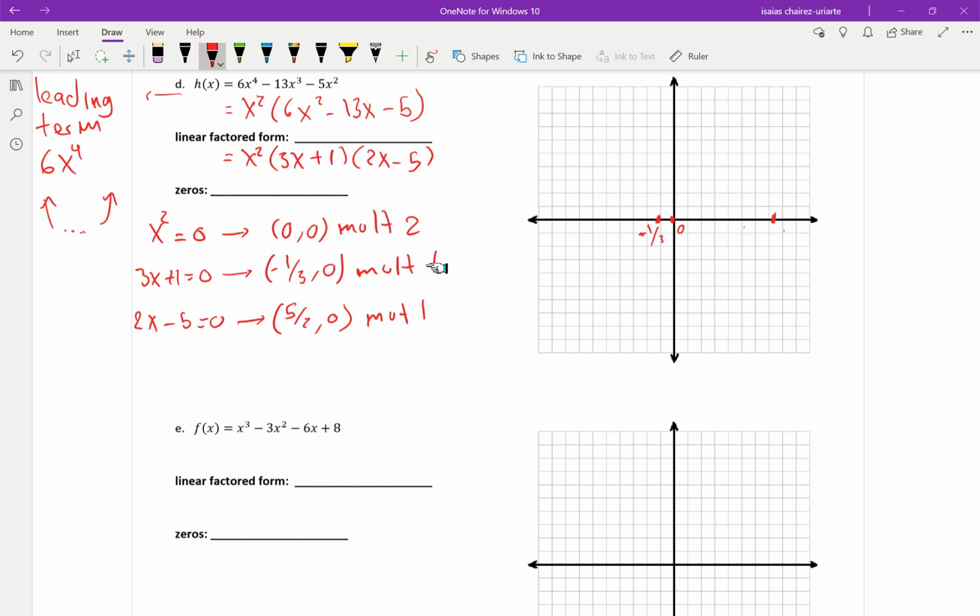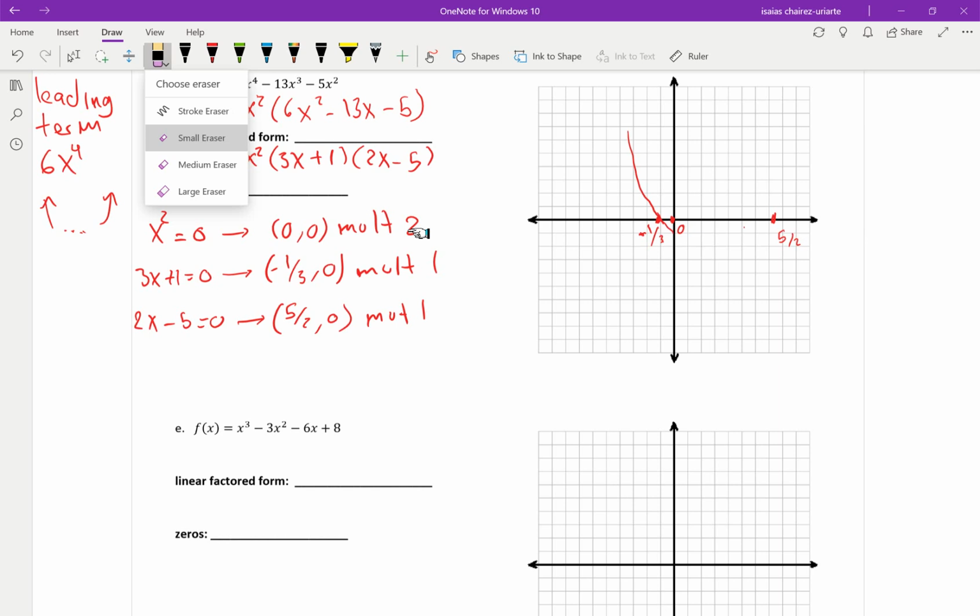That's 5/2. Okay. Since we have a polynomial of degree 4 with a positive leading coefficient, we're supposed to expect an upward opening U. So let's see if we can make all of this happen. I begin there. I know that I cross the x-axis at negative 1/3, because I have odd multiplicity. And then at 0, 0, I just touch the x-axis. So my polynomial probably goes down here.